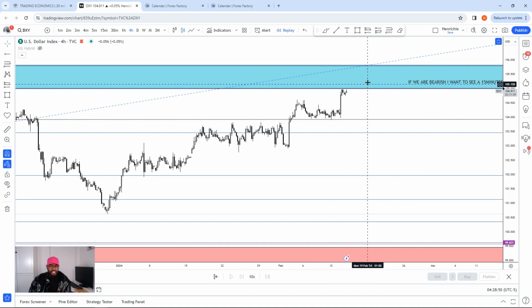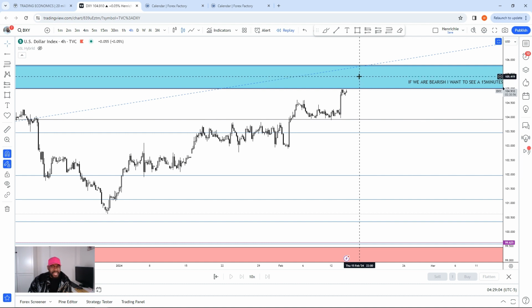But if we see a rejection from this key level and a break of structure in the 15 minutes time frame, that means we're looking for sells on US dollar. So that means that every USD/XXX pair will be looking for sells on it. Someone asked a question, why are we looking for a sell on USD/CAD? That is the explanation. If we are looking for a shift in market structure on US dollar from this key level, and if we do see that, it simply means that all the USD/XXX pairs, we're going to be looking for sells on them.